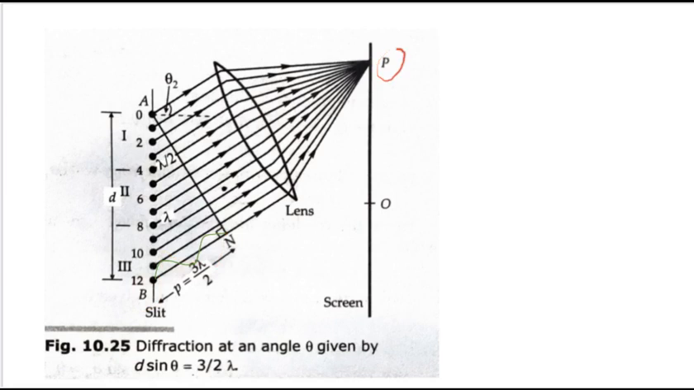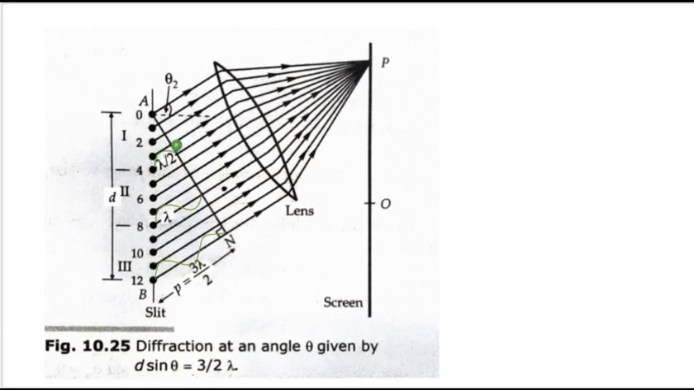To understand this, again, just like your previous case, you will divide the slit. But instead of dividing into two halves, now you divide it into three parts: one, two, and three. So light which starts from here travels an extra distance of 3 lambda by 2. Light which travels from here travels an extra distance of lambda. And the light which starts from here travels an extra distance of lambda by 2. This is lambda by 2.